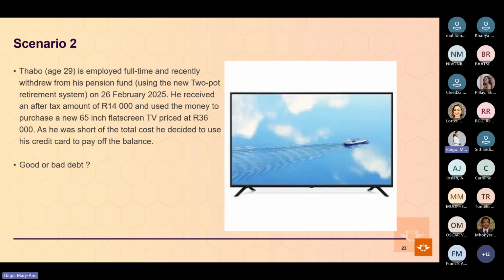Scenario 2 has Tabo, who's age 29. He is employed full-time and recently withdrew from his pension fund using the new 2-part retirement system on 26 February 2025. He received an after-tax amount of 14,000 Rand and used the money to purchase a new 65-inch flat-screen TV priced at 36,000. As he was short of the total cost, he decided to use his credit card to pay off the balance. Would you deem this good or bad debt?